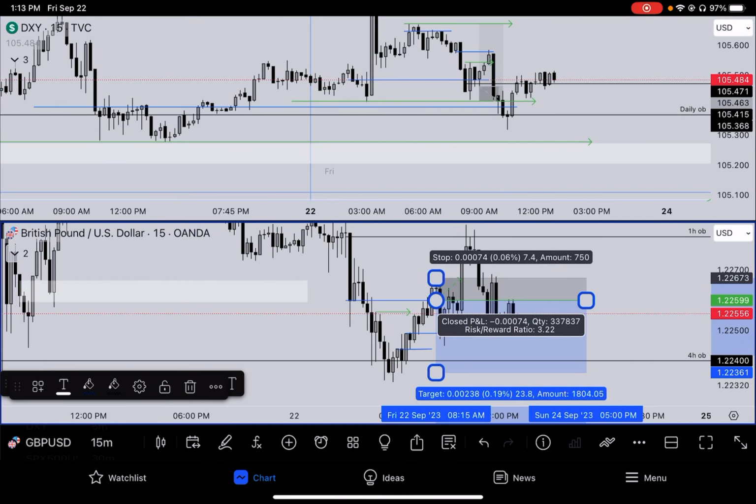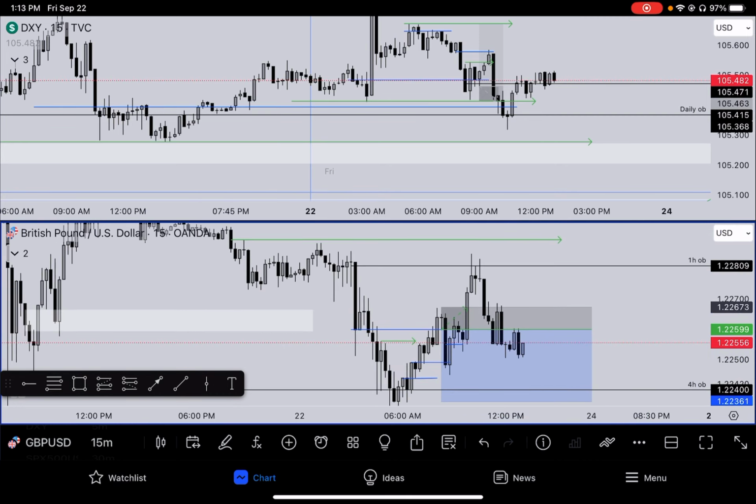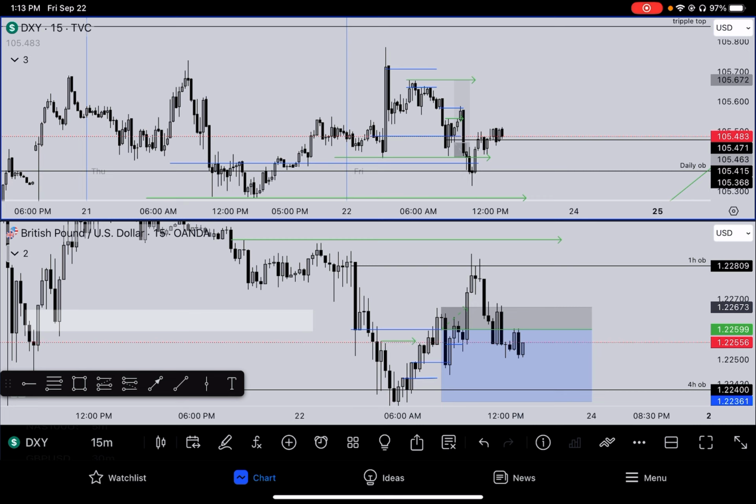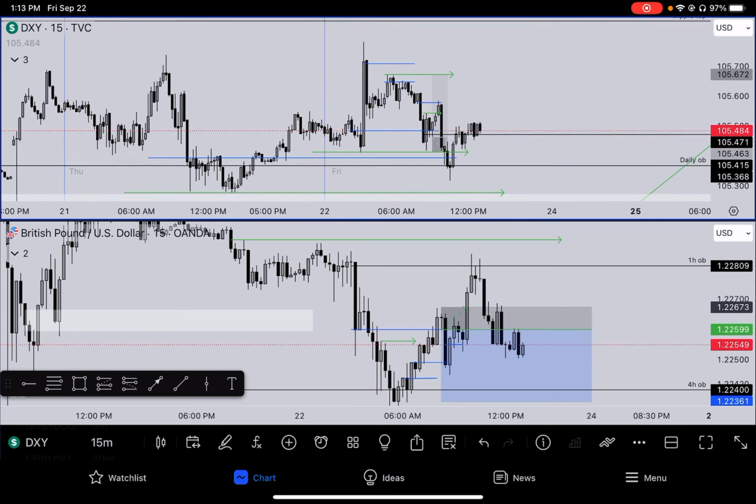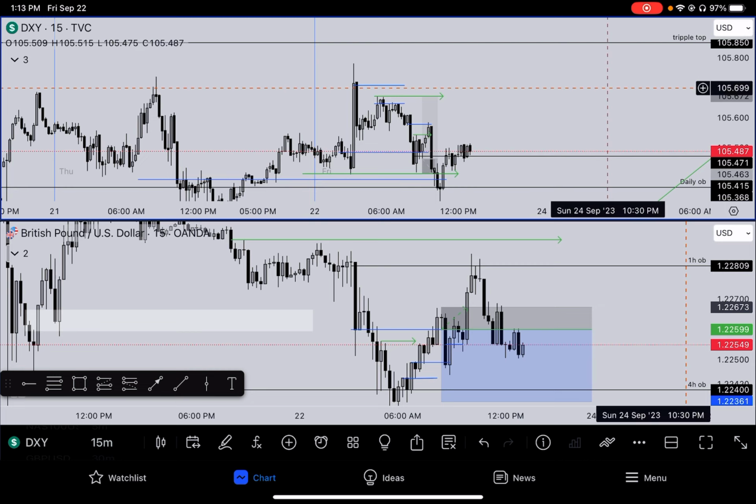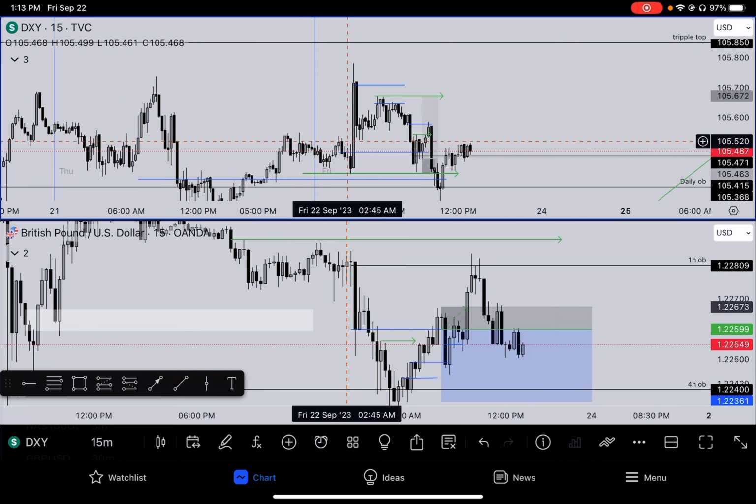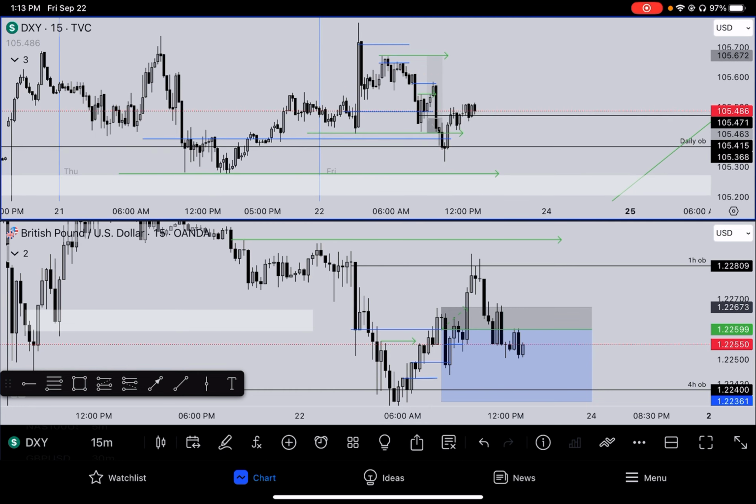I mean, I'm with the market, so I was expecting lower prices on GU, and on the Dixie, I was the opposite. I was looking for higher prices. I was expecting the triple top to be taken out. Strong bullish candle here, but I guess that was a fake out. Yeah, can't do nothing about it.